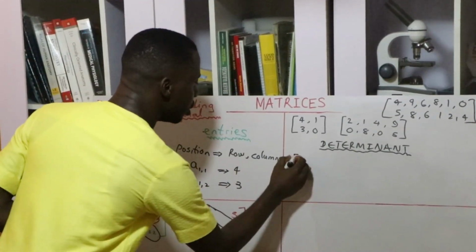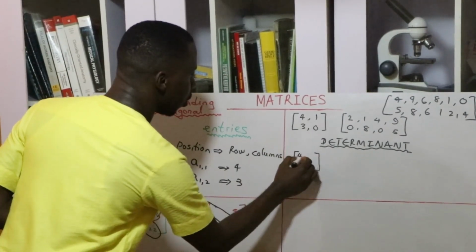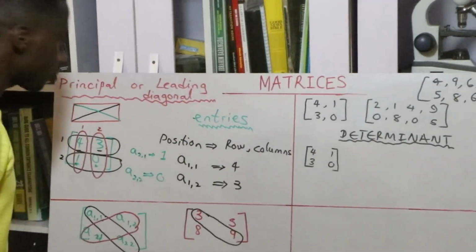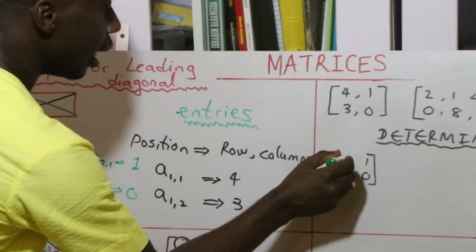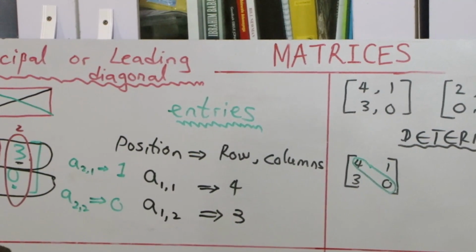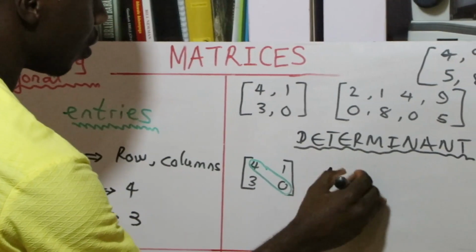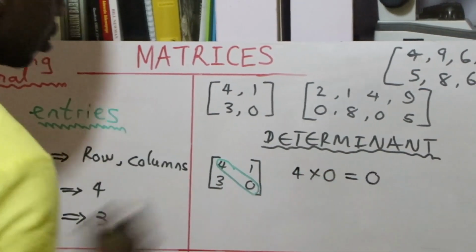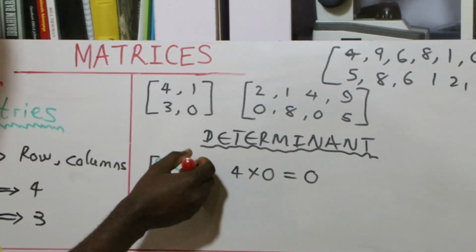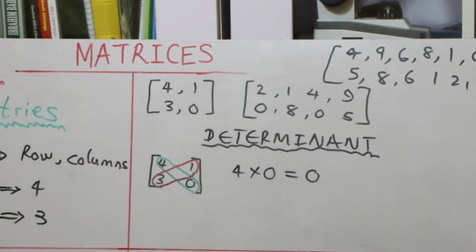Now, let's look at a square matrix. How do you find the determinant of a square matrix? Let's use this one for instance: 4, 1, 3, 0. First thing, you multiply the entries in the principal diagonal. So, 4 times 0 will give us 0. Then, you multiply the entries in the counter diagonal.